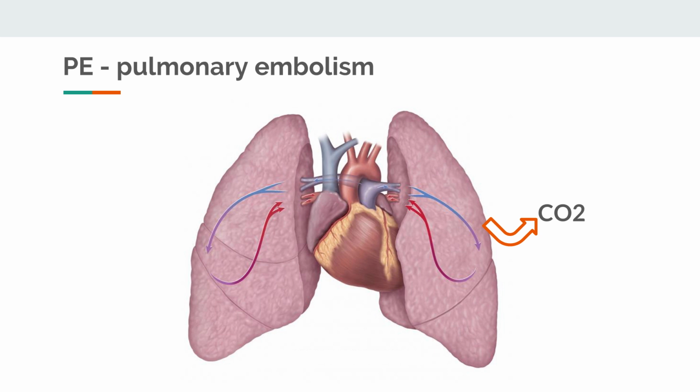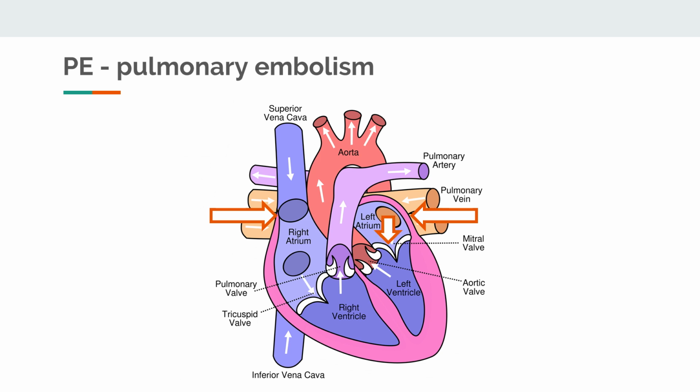At the lungs, CO2 is dropped off and O2 is picked up. The oxygen-rich blood is returned to the heart via the pulmonary veins and enters the left atrium. It then gets pumped to the left ventricle, which pumps the oxygen-rich blood through the aorta and delivers it throughout the body. Then the cycle repeats again with every heartbeat.